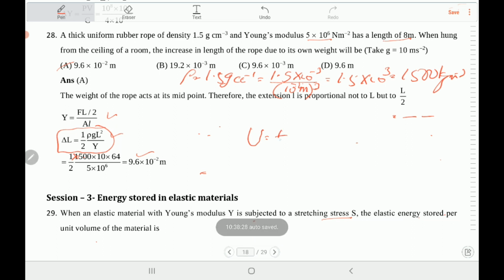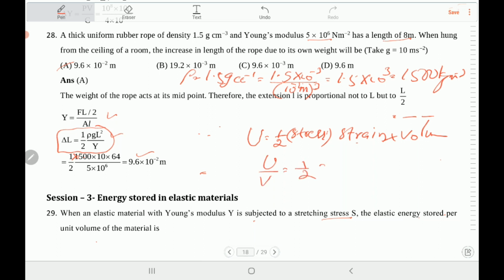Now you use it. Half into stress into strain, into volume of the material. This potential energy per unit volume is half into stress into strain. That is the formula. Or if you write it with Young's modulus, what is stress? Stress is Young's modulus Y into strain. So you can write half into Y into strain squared. That is potential energy per unit volume.